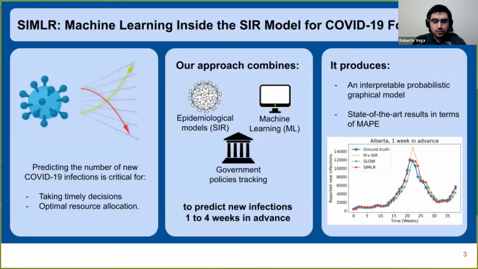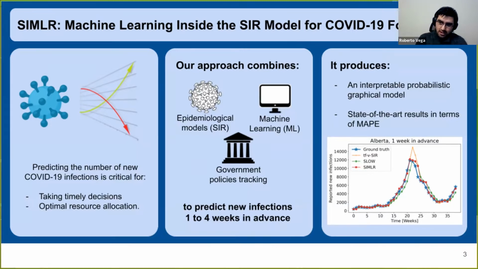So let me tell you the conclusion of this study. We wanted to apply this algorithm for making predictions because it is important for taking timely decisions and also for optimal resource allocation. For example, you want to know if you need to put more ventilators in one part or more in the other. That is basically the usefulness of this kind of thing.